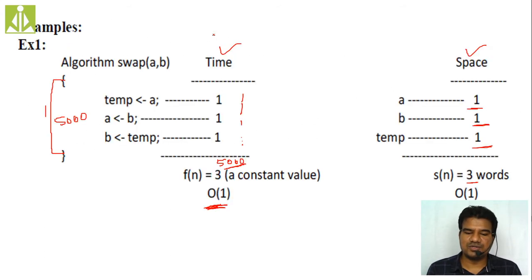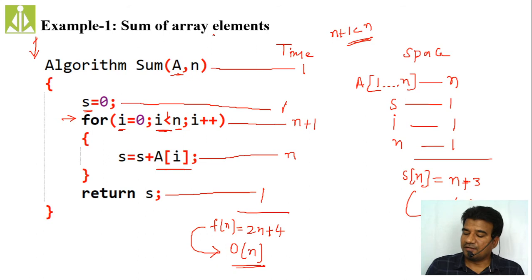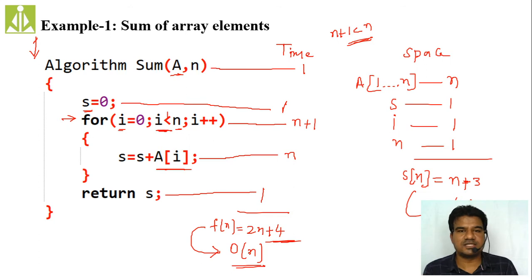If you see this one, we got the actual function as 2n plus 4. This is my actual function 2n plus 4, but I have simplified this function using the asymptotic notation O. We call this big O notation. We used this asymptotic notation, and I have simplified this function as order of n. Why this 2n plus 4 will become order of n, that we will understand under this asymptotic notation.